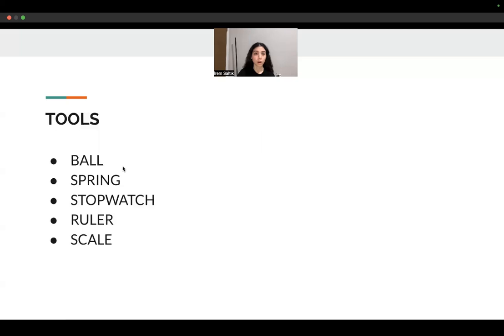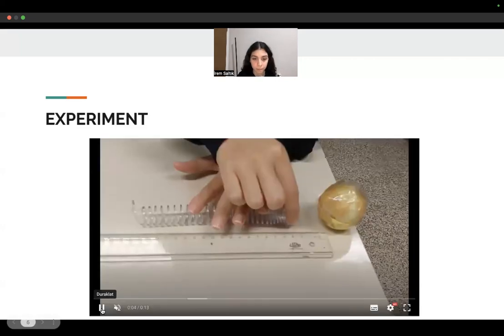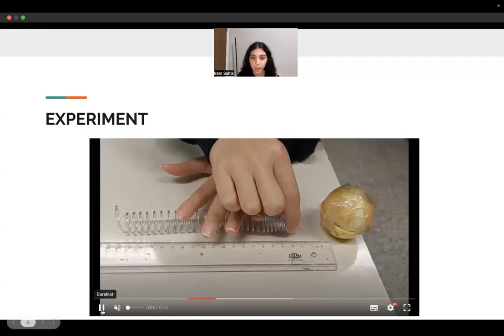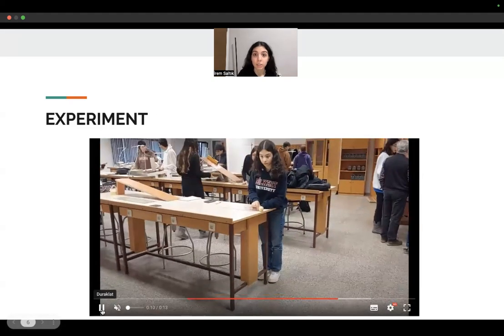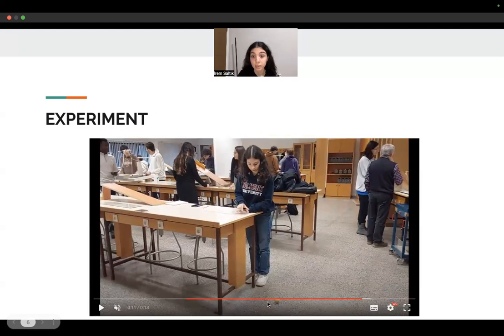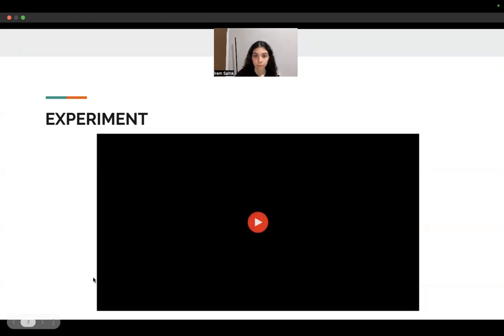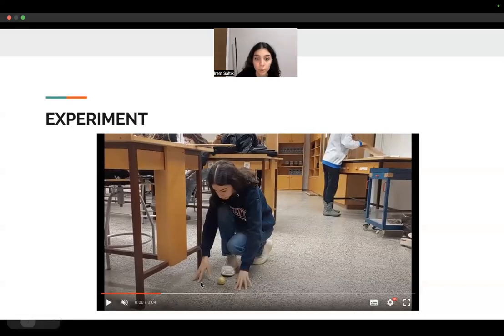The tools I have used are a ball, spring, stopwatch, ruler, and a scale. The experiment is here. As you can see, I'm pulling the spring 2 centimeters, and then I will let go of the spring, and the moment the ball starts to fly, I will start the stopwatch, and the second it hits the ground, I will stop the stopwatch. Then I will measure the distance between the ball and the table.